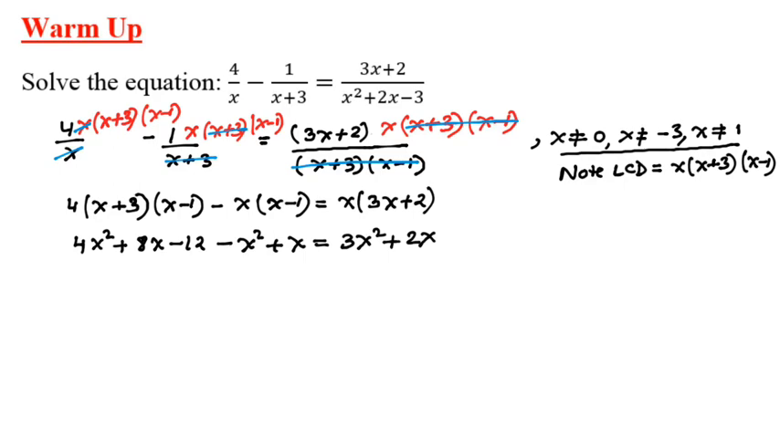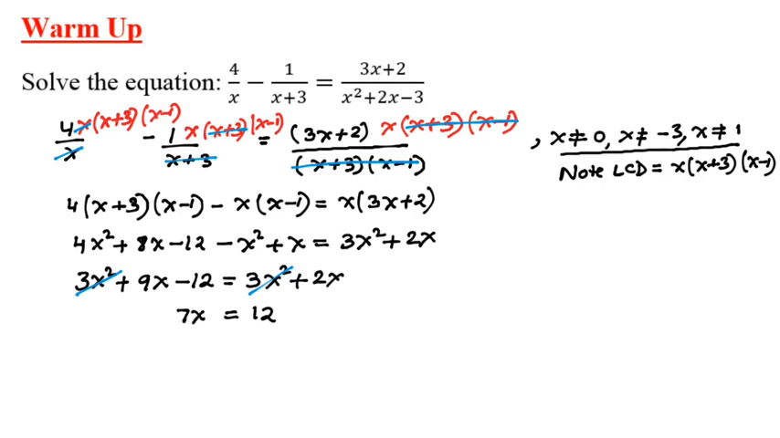On the left hand side, 4x squared minus x squared is 3x squared. Then 8x plus x is 9x minus 12 equal to, on the right hand side we have 3x squared plus 2x. If you subtract 3x squared on both sides, that will get cancelled, or it will be 0. Now add 12 on both sides. So on the right hand side it will be 12, and subtract 2x on both sides, so you have 7x on the left hand side.